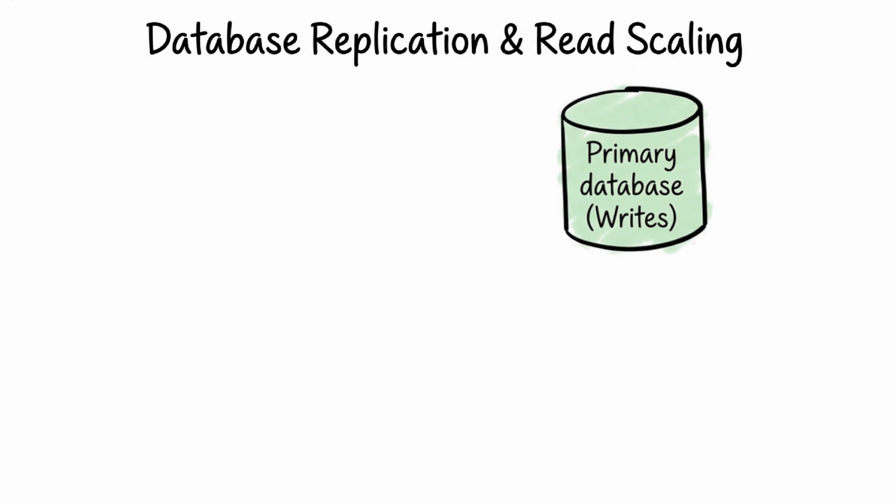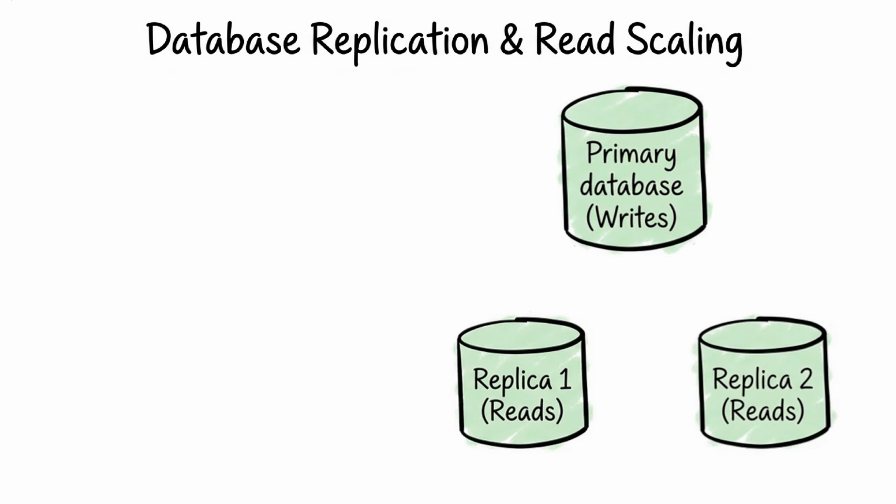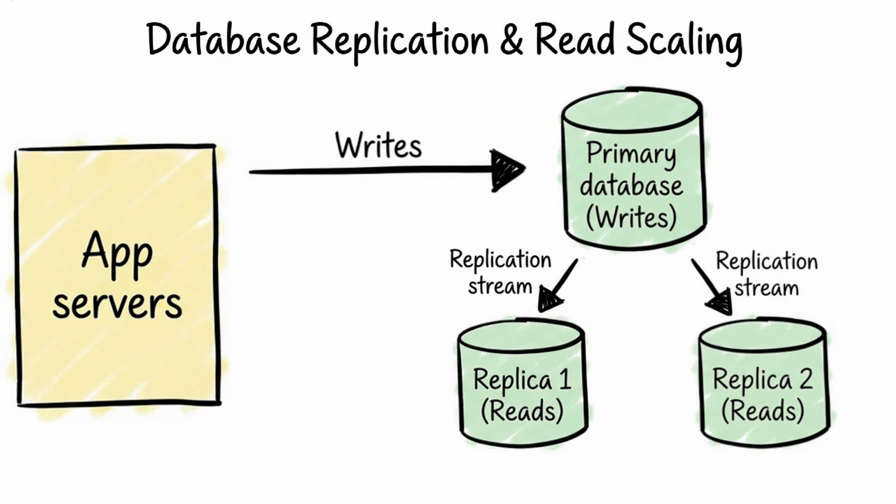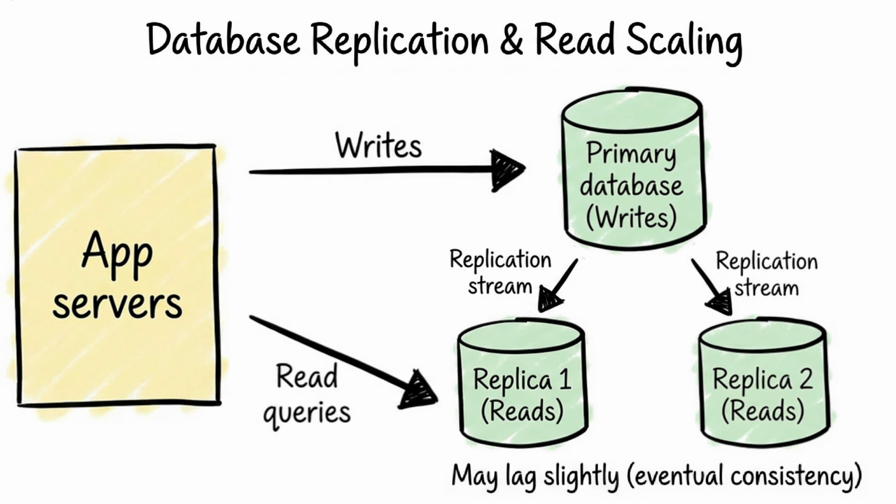Replication means having multiple copies of your database. A common setup is one primary for writes and several replicas for reads. Writes go to the primary, then changes stream to replicas. You point read-heavy queries at replicas to scale horizontally. The trade-off: replicas might lag slightly behind. That's eventual consistency.